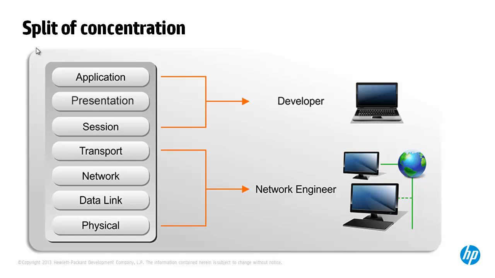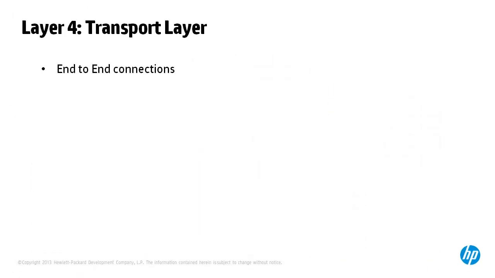So those were the top three layers of the OSI model. We had the application layer, presentation layer, and session layer, which were the primary focus of developers or system administrators. Now let's concentrate on the transport layer, network layer, data link layer, and physical layer, which are the realm of the network engineer. Layer 4, or the transport layer, ensures end-to-end communications, reliability, and flow control.